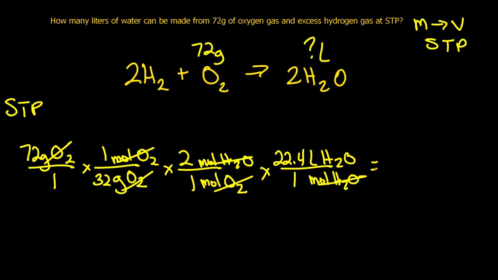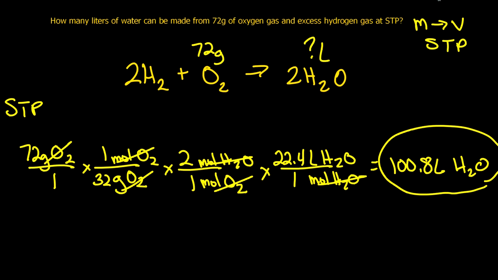So let's do some math. I got 72 times 1 divided by 32 times 2 divided by 1 times 22.4 divided by 1. And I get 100.8 liters of H2O. And there is our answer.